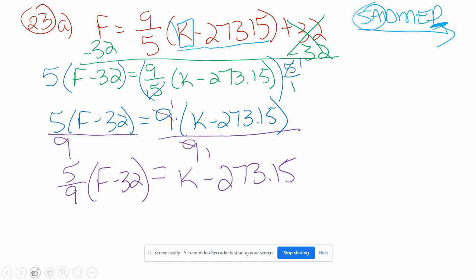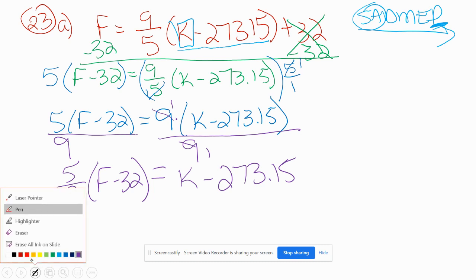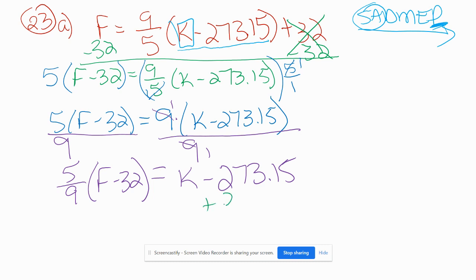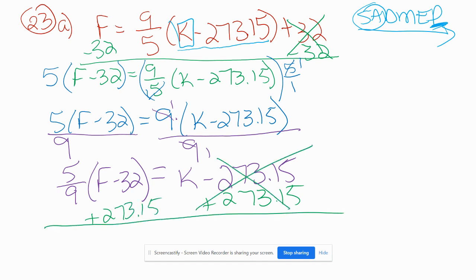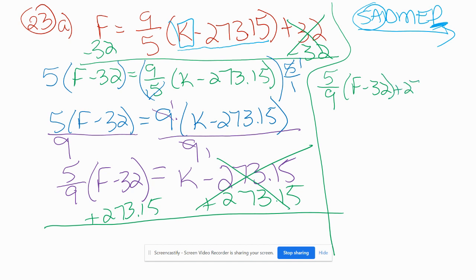So our last step to get K alone is now to move that 273.15. The opposite of subtracting it is to add it. Now be careful here because, all right, this adds to 0. I can't add this 273 to the negative 32. That negative 32 is trapped inside parentheses. So we're just going to have it sit on the outside. So we have 5/9 times F minus 32 plus 273.15 is equal to K. And now K is alone.